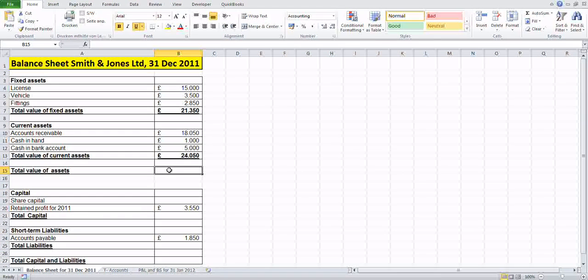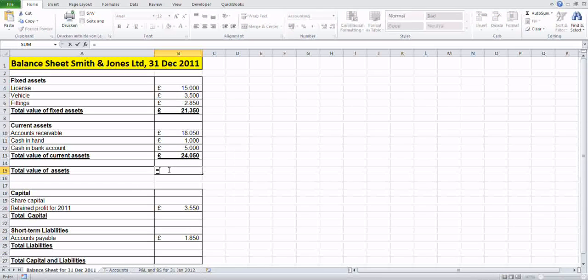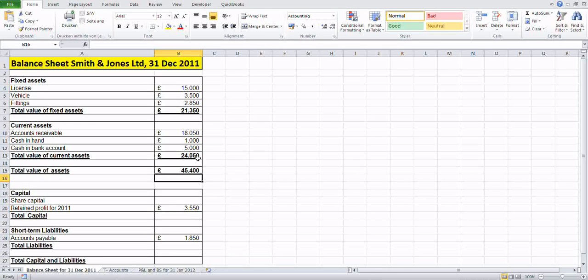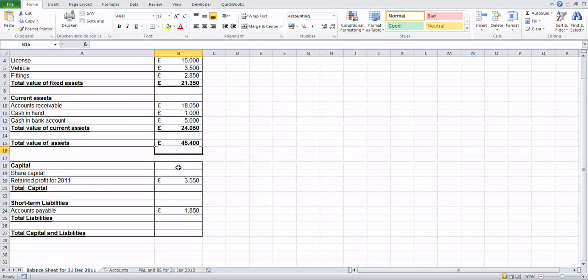And so on this side we can just add up the total value of fixed assets plus the total value of current assets in order to get to the total value of assets, £45,400. Scroll a bit down here.